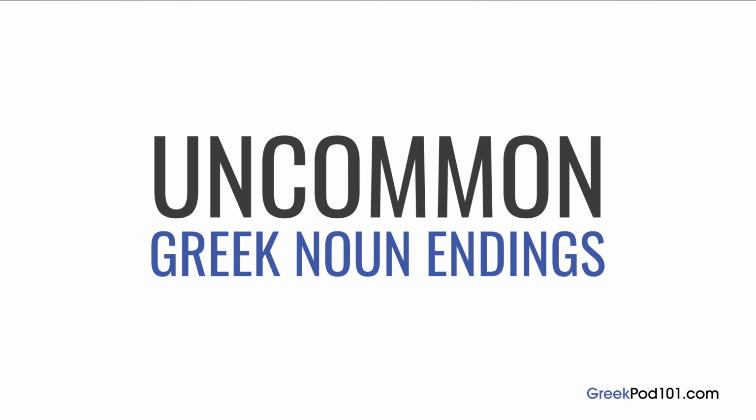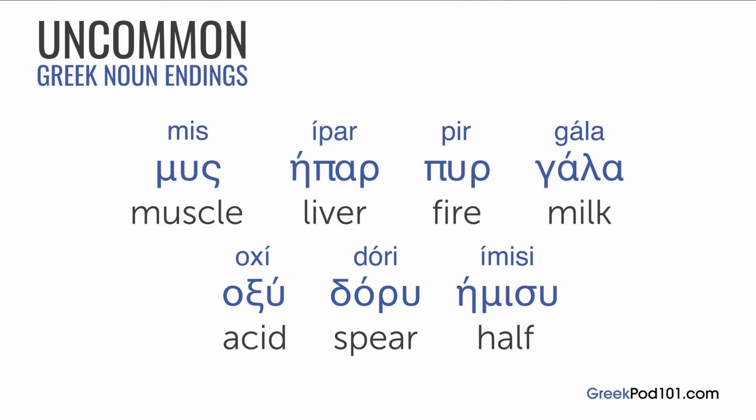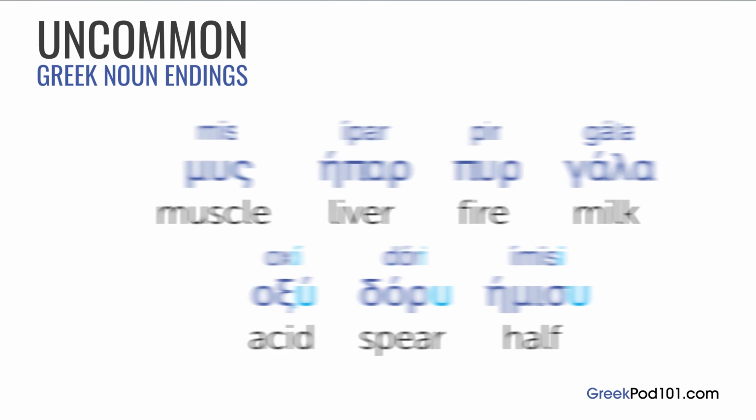Finally, what are some uncommon noun endings? There are only a few specific native Greek nouns that have uncommon endings, like the irregular masculine noun mis, muscle, ending in is, the neuter ipar, liver, and pir, fire, that end in ro, the neuter gala, milk, that ends in a, and the neuter oxy, acid, dori, spare, and imisi, half, that end in y.